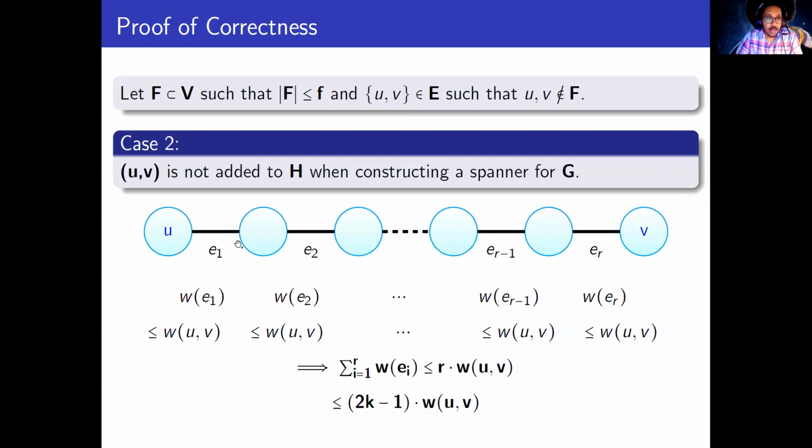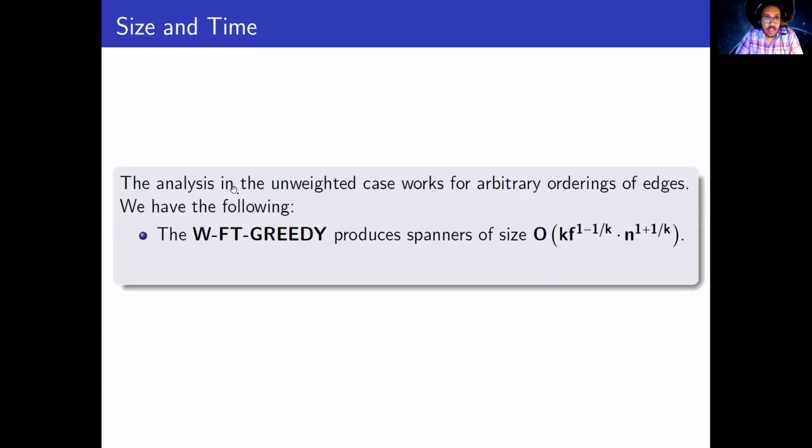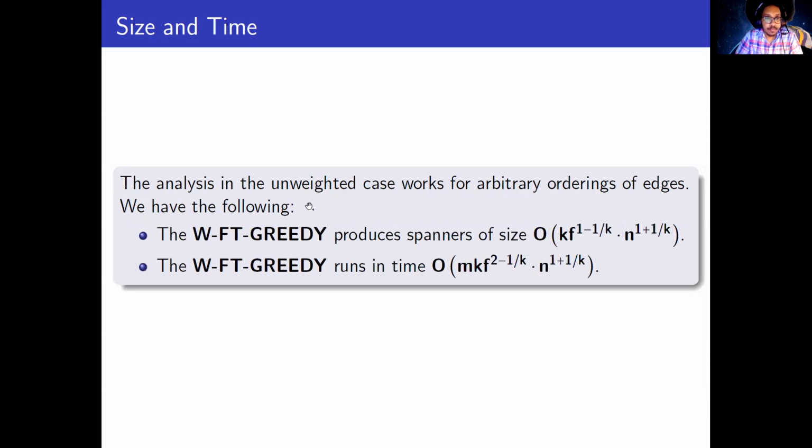Now that we have an algorithm for constructing spanners in the weighted case, let's take a look at the size of the spanners it creates and how long it takes to build those spanners. Recall that our analysis in the unweighted case worked for arbitrary orderings of edges. And in the weighted case, all we're looking at is a specific ordering of the edges. Therefore, we can simply carry over our size and time bounds with no additional work. So we have that the weighted greedy algorithm produces spanners of the same size and runs in the same time.